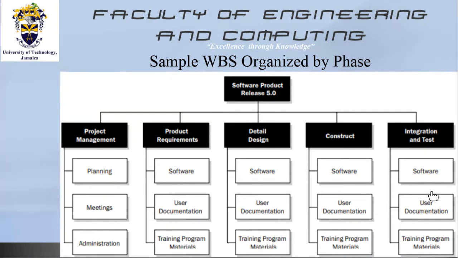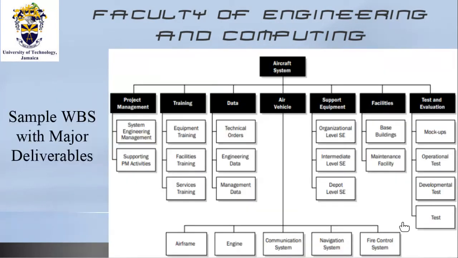Now, we can have a huge project and we can also conduct the breakdown by way of the deliverables. So we have an aircraft system that we need to deliver. That is the major deliverable. So we break down that aircraft system. We have a project management component, we have a training component, we have a data component, we have an air vehicle component, we have a support equipment component, we have a facility component, and we have a test and evaluation.